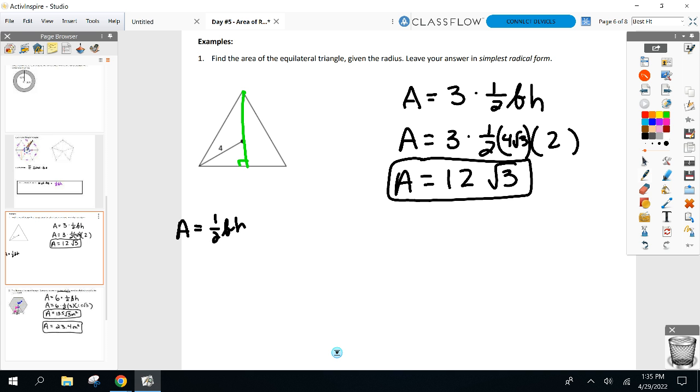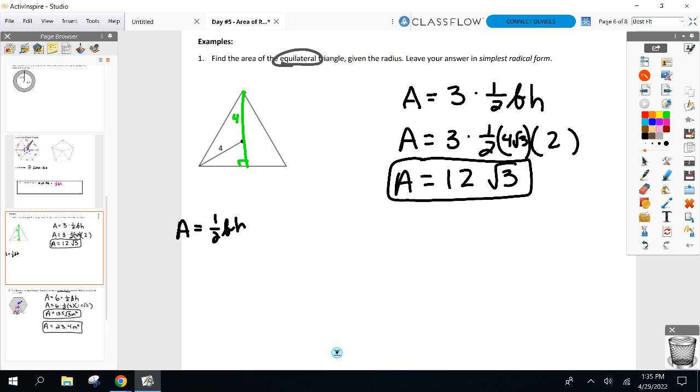Good so far? You okay, Serena, on how I know that's 4? It's a radius. Good. And what type of triangle is this? The whole triangle we're finding the area of is what type of triangle? Equilateral. Got it.